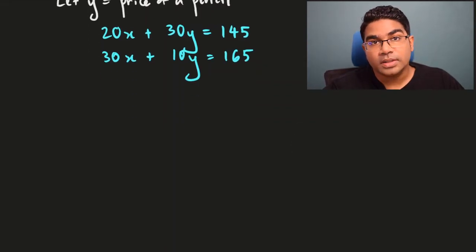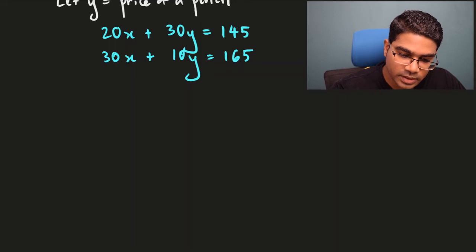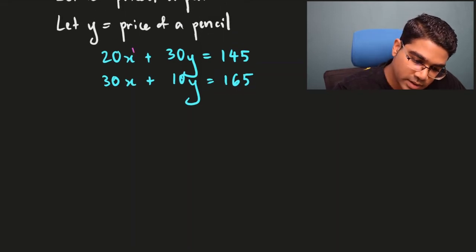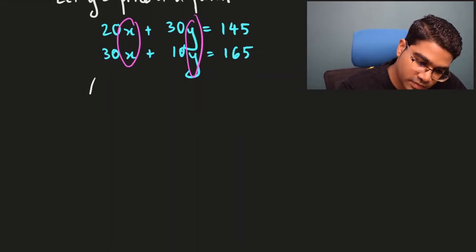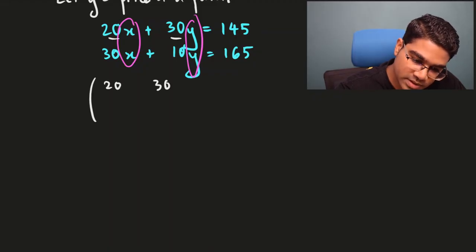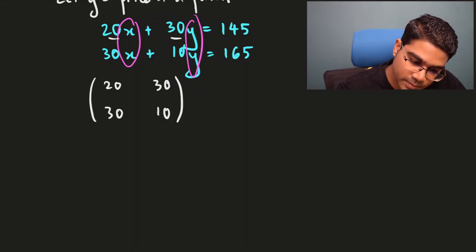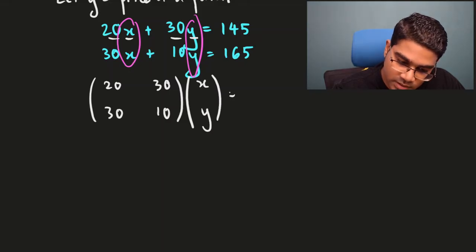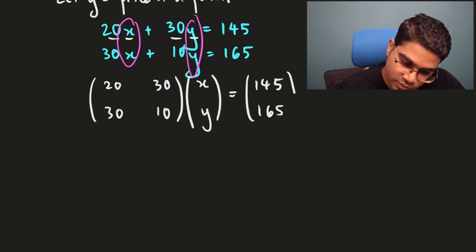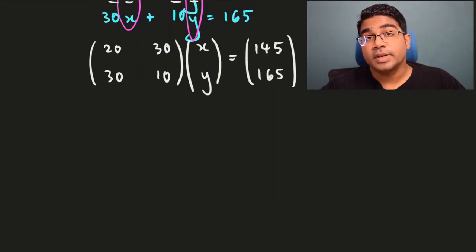Now we need to convert this into the matrix form. So how do we do that? First you make sure they are all aligned. The x terms are aligned, the y terms are aligned. Then we can simply form our 2 by 2 matrix, just follow the numbers as they are: 20, 30, 30 and 10. Then we have the first unknown and then the second unknown, so we have x and then y is equals to 145, 165. So this is a 2 by 1 matrix. Now we've converted it into the matrix form.